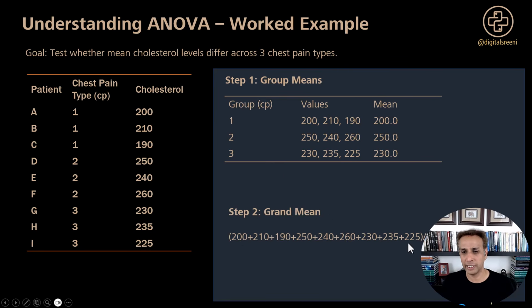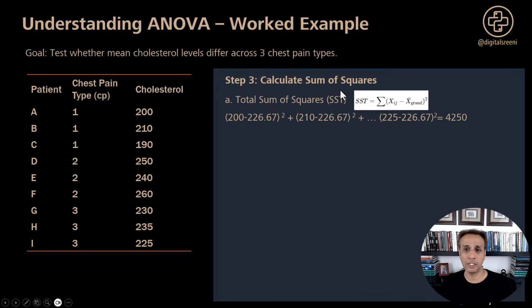You put all the data together. We have 9 data points. The grand mean is 226.67. And step 3 is calculate the sum of squares. And again, from each data point, 200 minus the grand mean, which is 226.67, and then 210 minus that, squared, plus all the way, and then you get 4,250 when you do that.